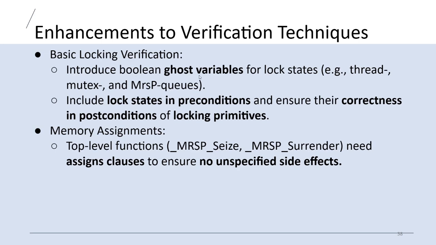Introduce pooling ghost variables for lock states like thread, mutex, and MrsP queues. Include lock states in preconditions and ensure their correctness in postconditions of locking primitives. The top-level function MrsP sys or MrsP surrender needs an assigns clause to ensure no unspecified side effects.